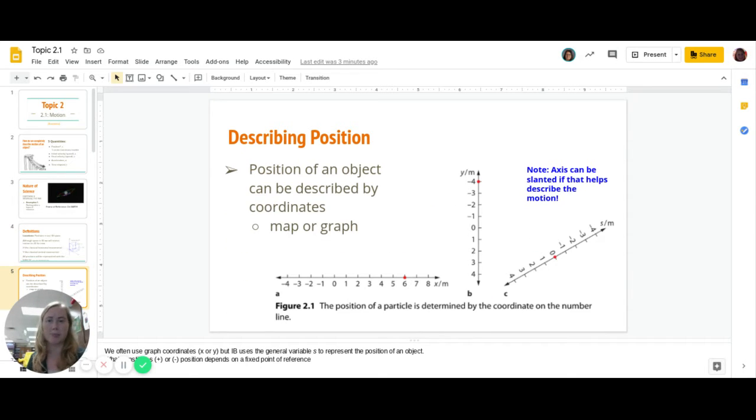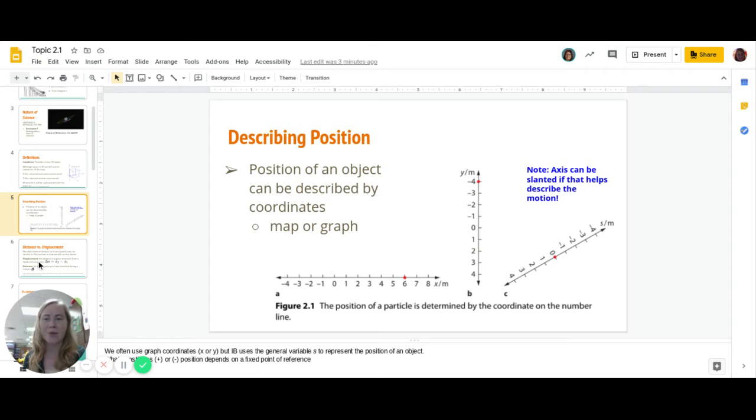Now, when you're setting up a position, you have to create a scale and some sort of a reference for where 0 is. Your scale can go horizontal, as you would expect, or vertical, but it also can go tilted if it makes more sense. For example, if you're talking about things on a hill, you may want to have a slanted axis that'll help you with simplifying the math. And so these are 3 examples. And so we use the general variable S to describe the position, and the plus or minus, you get to decide, is it up or is it down, is it left or is it right? It depends on what specific problem you're doing, which is most helpful.